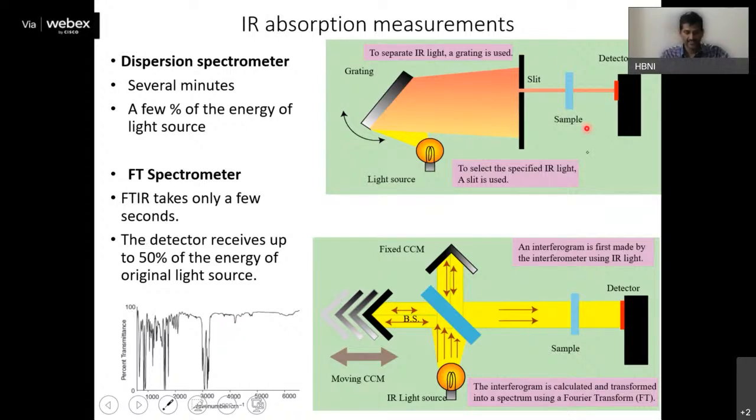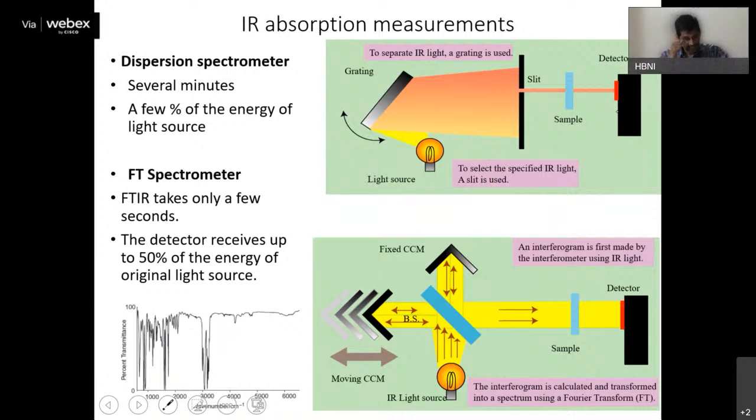But in this technique, there are several disadvantages because it takes a lot of time. The reason is that only a small energy of the light source falls on the detector. And since it is not possible to have a very bright source, you have to integrate for some time, and in this geometry it takes a lot of time.